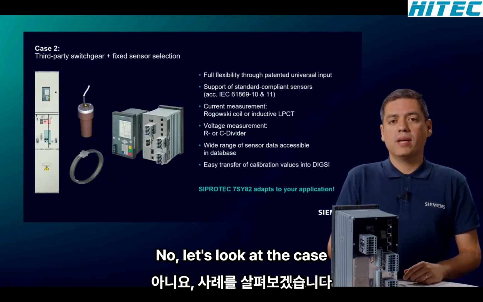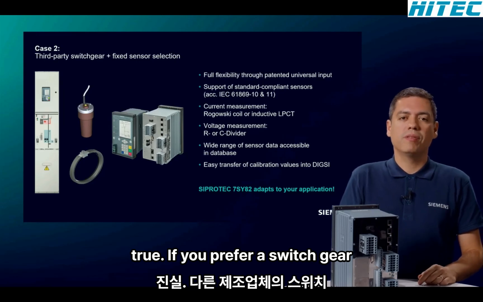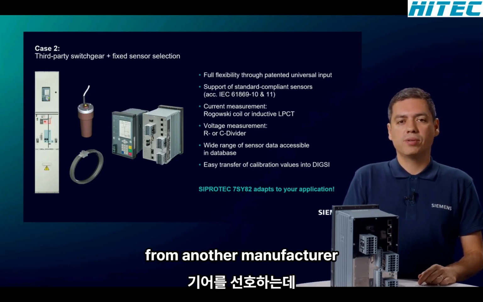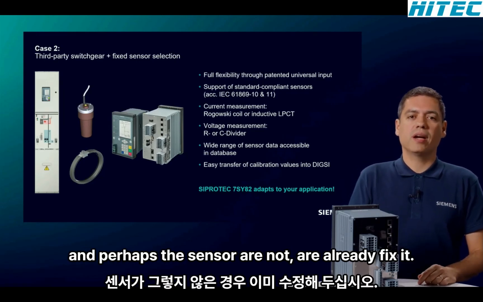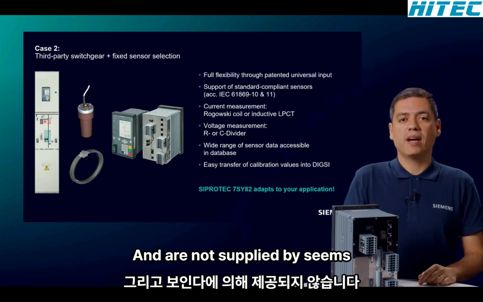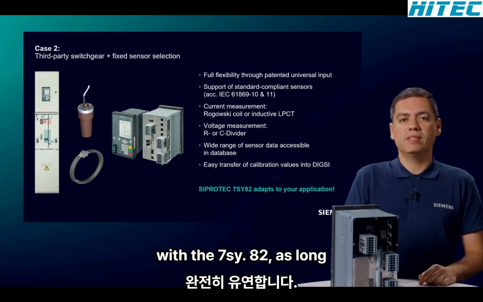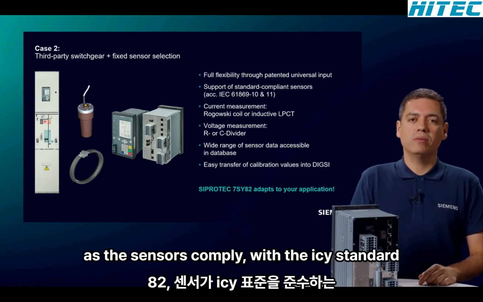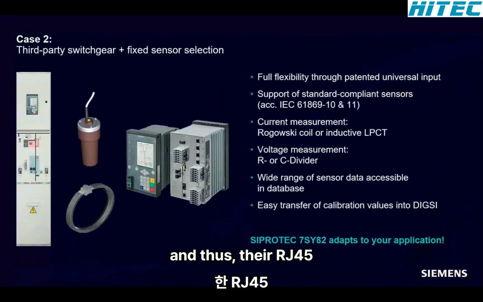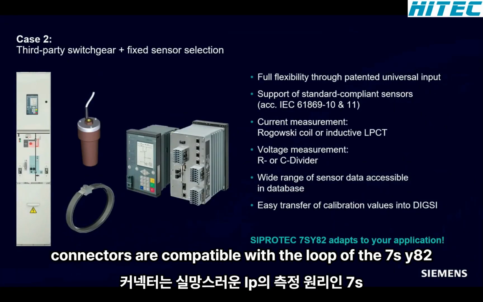Now, let's look at case 2. If you prefer a switchgear from another manufacturer, and perhaps the sensors are already fixed and are not supplied by Siemens, we are still completely flexible with the 7SY82, as long as the sensors comply with the IEC standard, and thus their RJ45 connectors are compatible with the reverse inputs of the 7SY82.